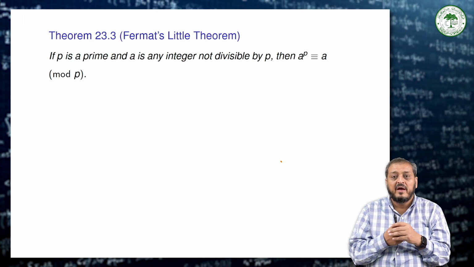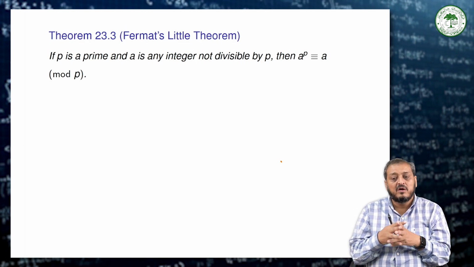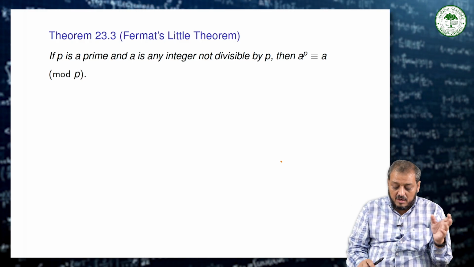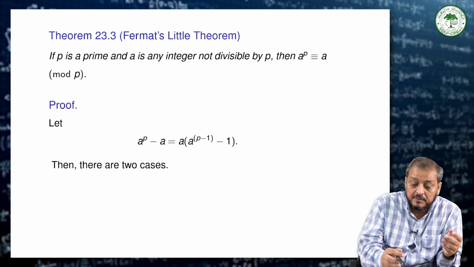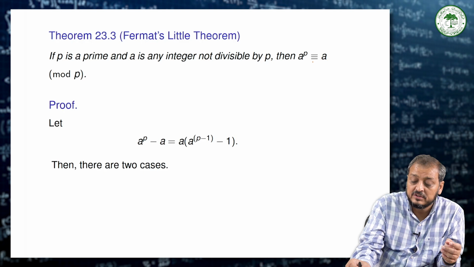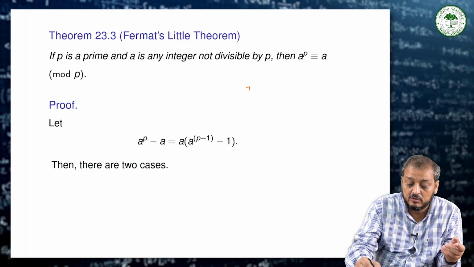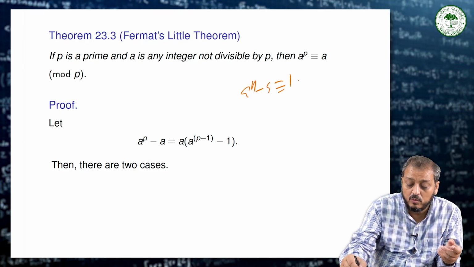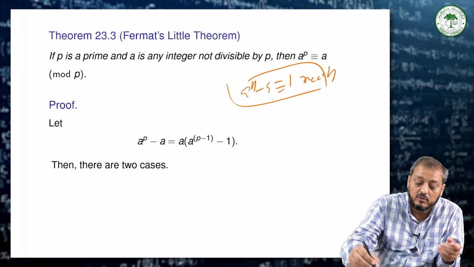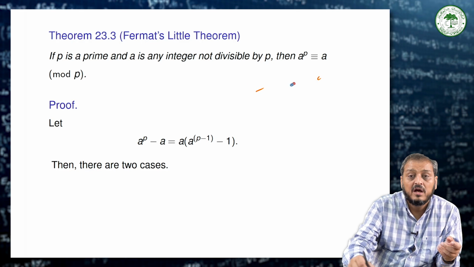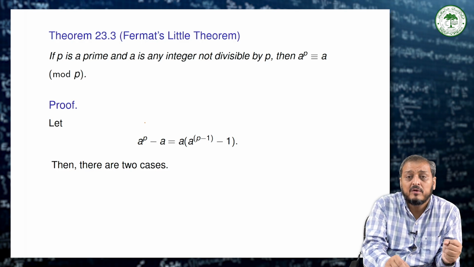If p is a prime and a is any integer not divisible by p, then a to the power p is congruent to a mod p. Now we try to prove this result. We have to show that a to the power p minus a is congruent to 0 mod p, and if this happens, then the result is true in this case.